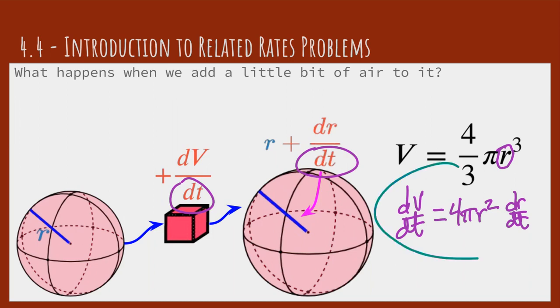So this equation right here gives us a relationship between how fast the radius is changing and how fast the volume is changing. So you'll see in one of the example videos that if we know how fast the volume is changing, let's say we have an air pump that we know how fast it pumps air into the balloon, then we can use that to figure out how fast the radius is changing for various sizes of the balloon.